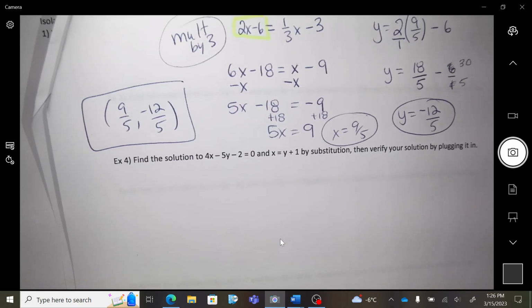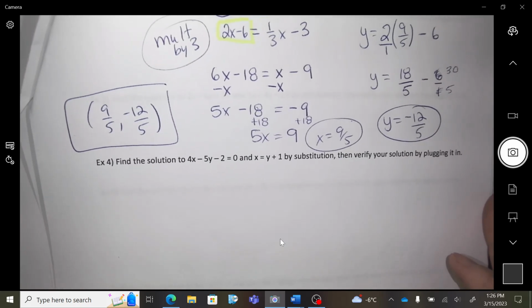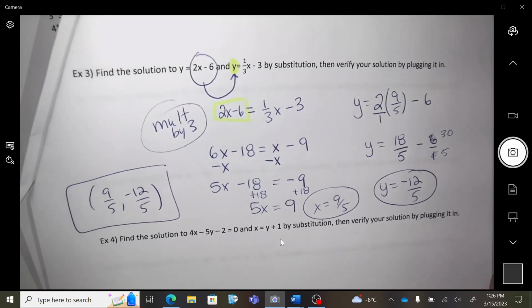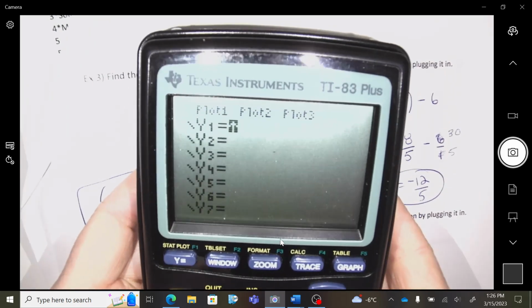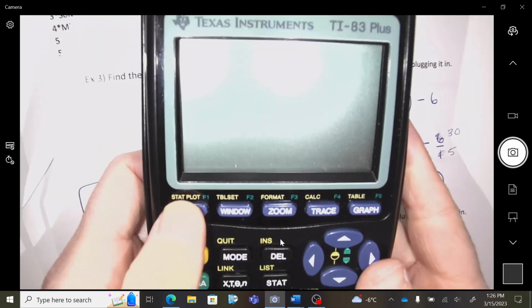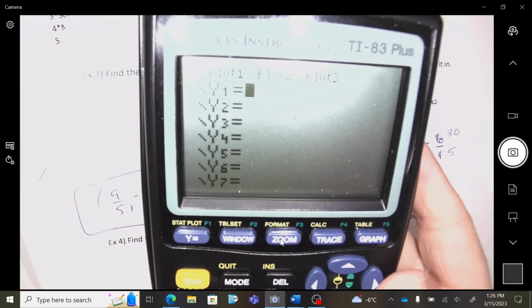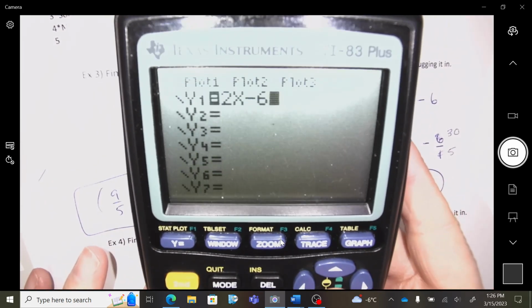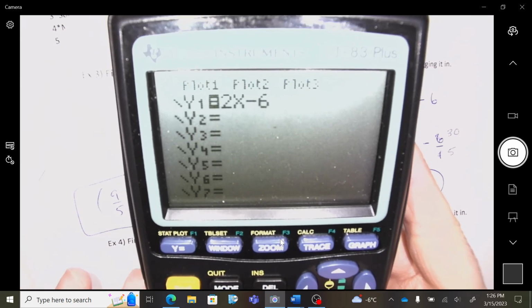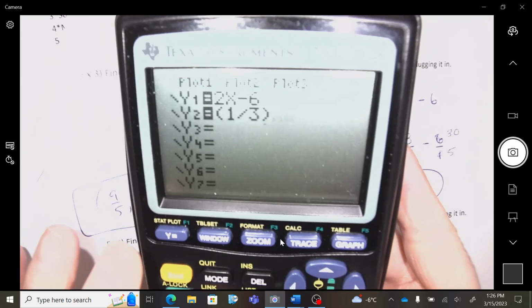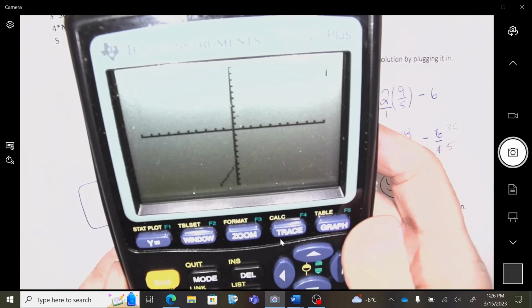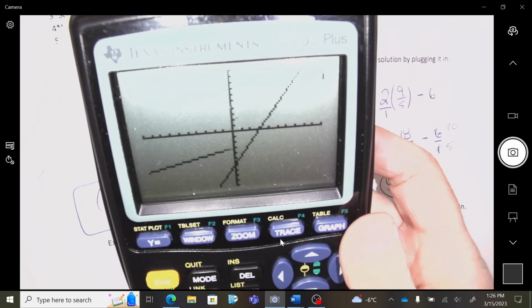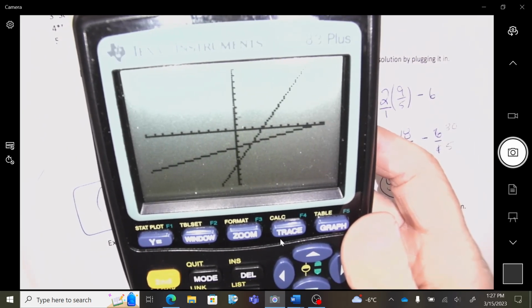Okay, I'm going to show you what we do in applied math in grade 11. So let's pretend I had this problem in an applied course. So y equals 2x minus 6. In this fancy calculator that we get, I go y equals, and I type 2x minus 6. And then the second line is 1/3 x minus 3. And then I graph it, and there's the one line, there's the other line. So it graphs it for me.